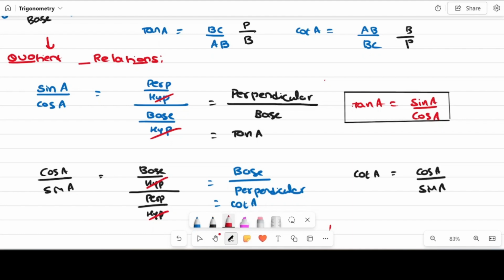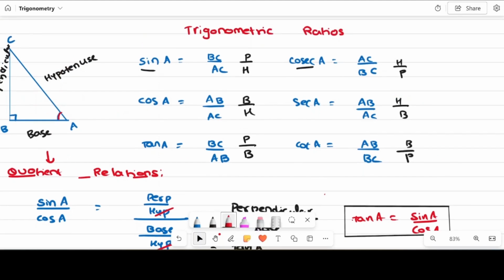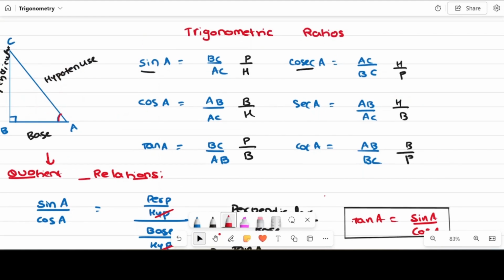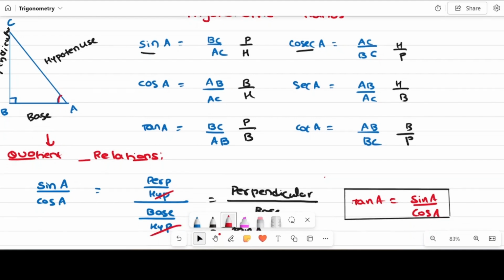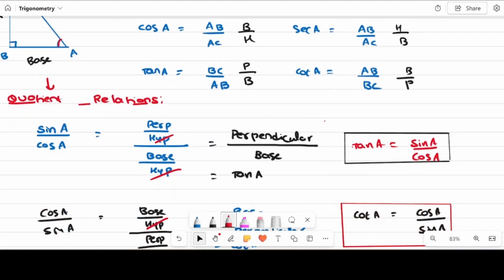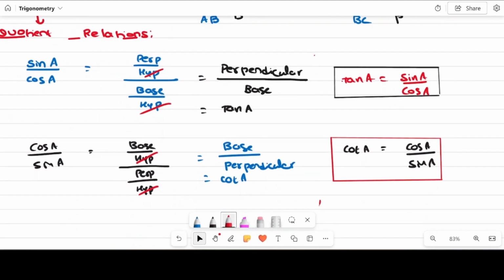So we have 6 trigonometric ratios: sine, cosecant, cos, secant, tan and cot. Our sine and cosecant are reciprocal to each other, secant and cos are reciprocal to each other, cot and tan are reciprocal to each other. Then when we divide sine and cos, we get tan. So tan A is equal to sine A by cos A and cot A is equal to cos A by sine A.